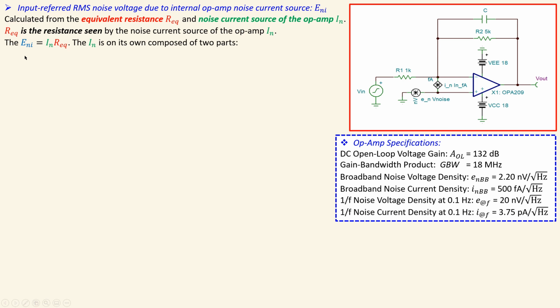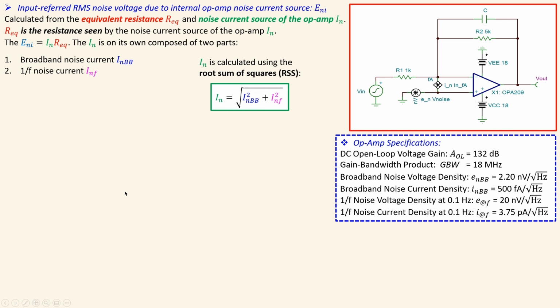So the input referred RMS noise voltage due to this source, the input noise current source of the op-amp, will be I sub n times the resistance, and that will be your input referred RMS noise voltage. Now this I sub n is on its own also composed of two parts. We have also seen the plot for the noise current density. It has a broadband and also a 1/f noise part. So that will also be used, and the formula is again calculated using the root sum of squares.